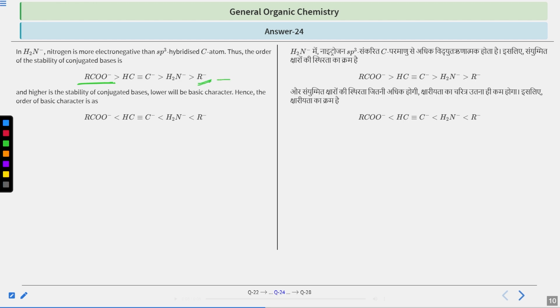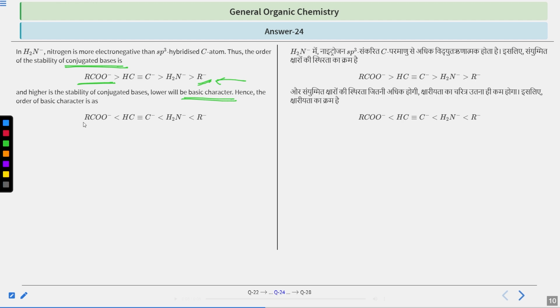Okay, so this is the order for the stability of the conjugate bases, and the higher the stability of the conjugate base, the lower the basic character, because for basic character, they should react with some acid or a salt to make a proper molecule. And if their stability is higher, their basic character will be lower. And hence, for the order of basic character, we just reverse this conjugate base stability order.